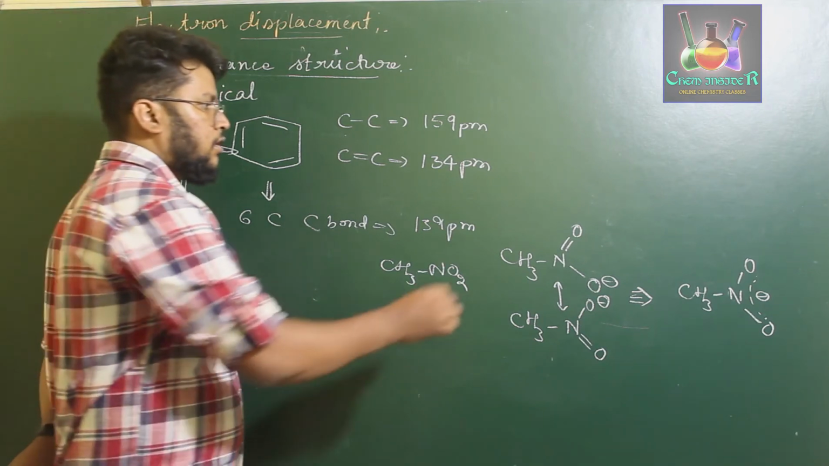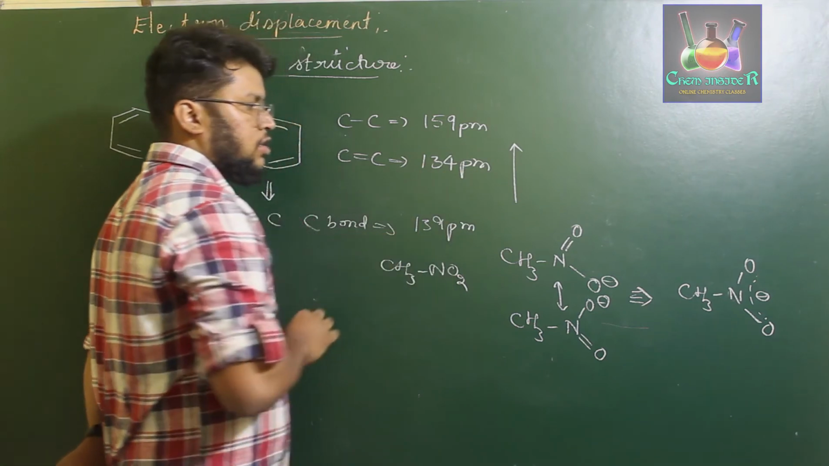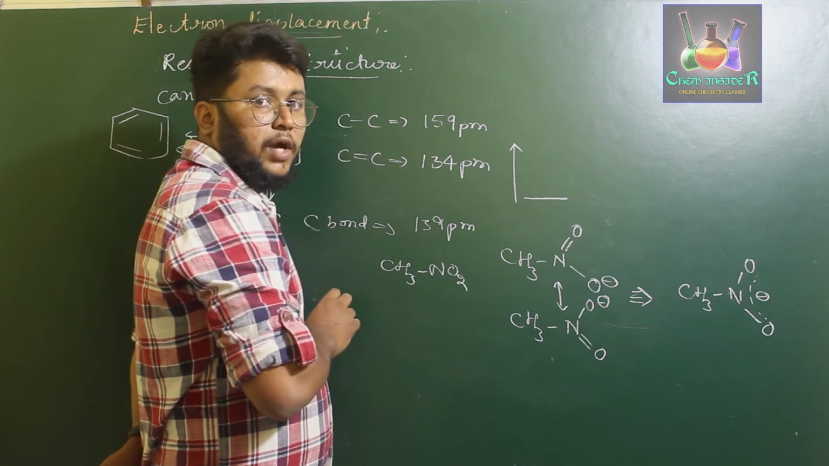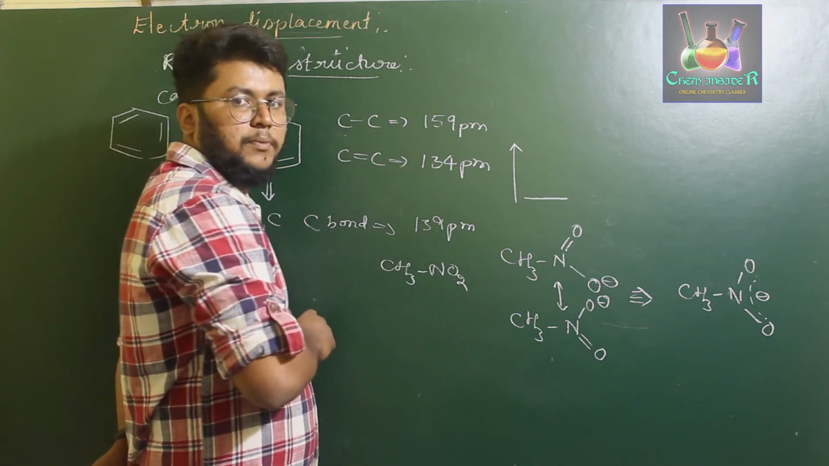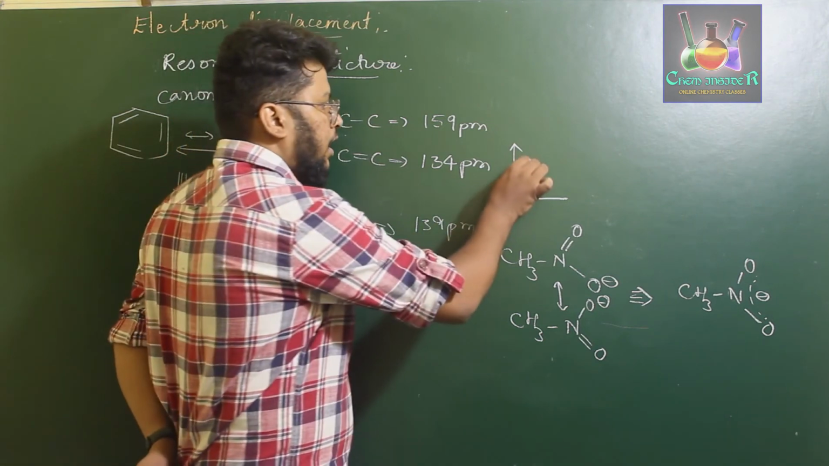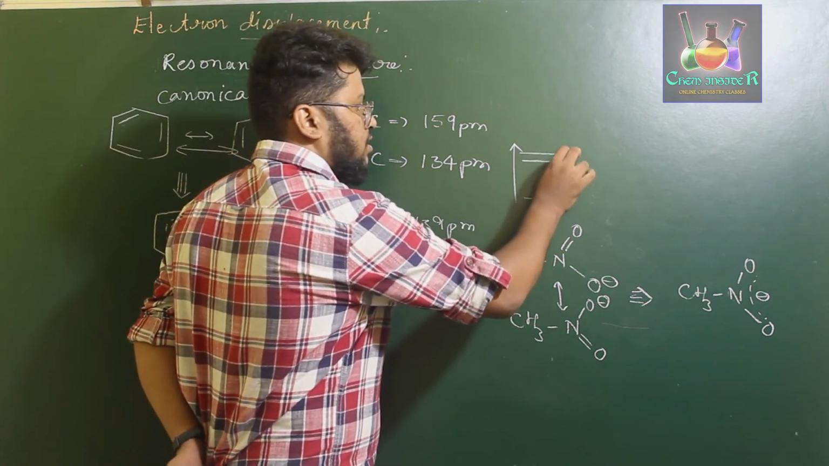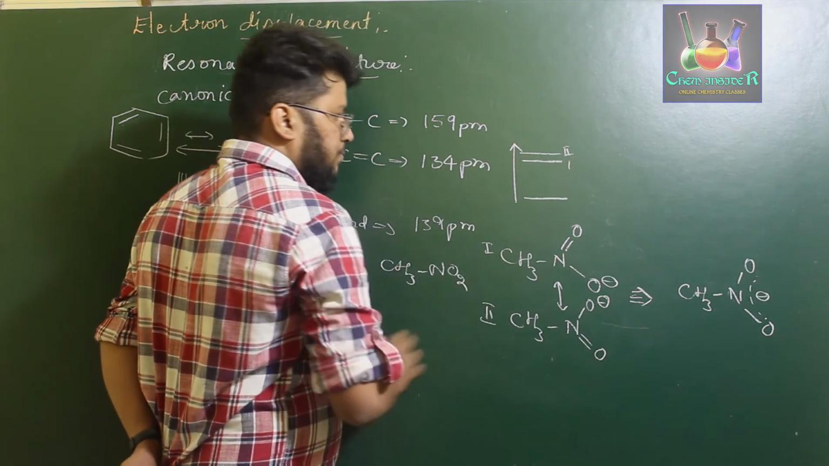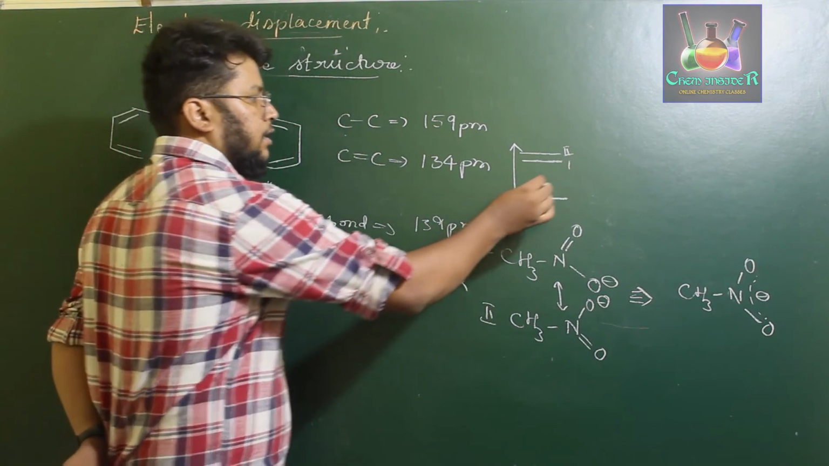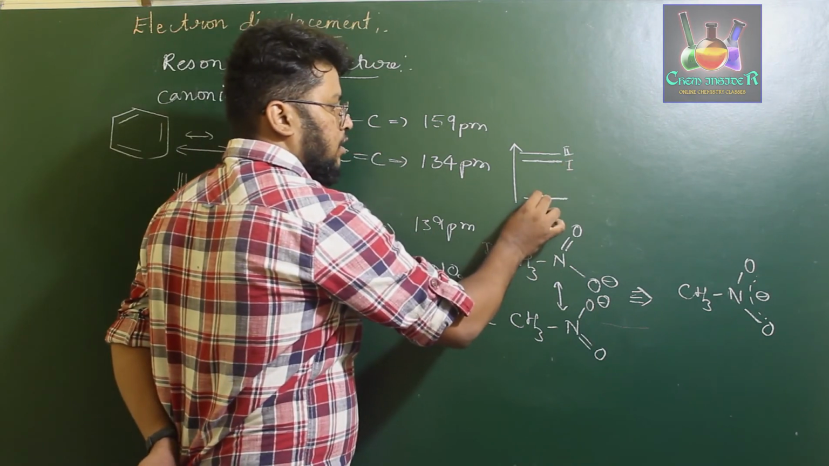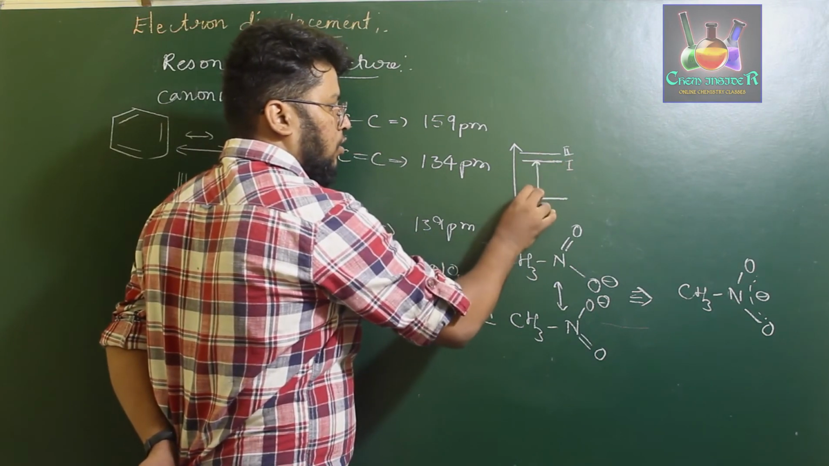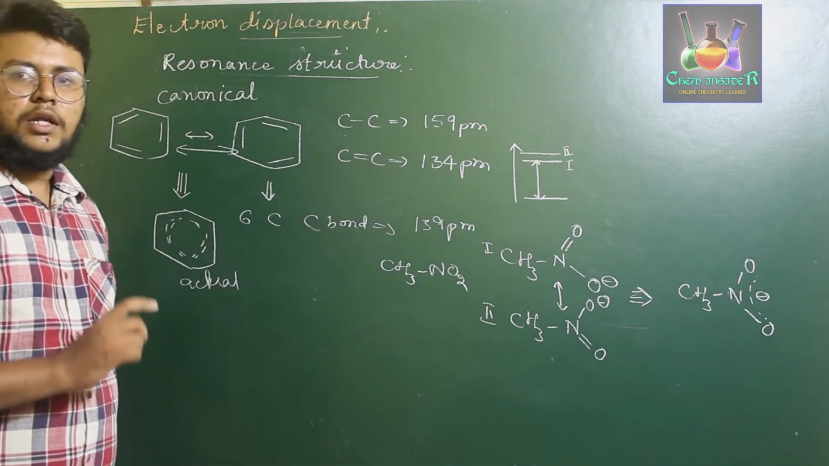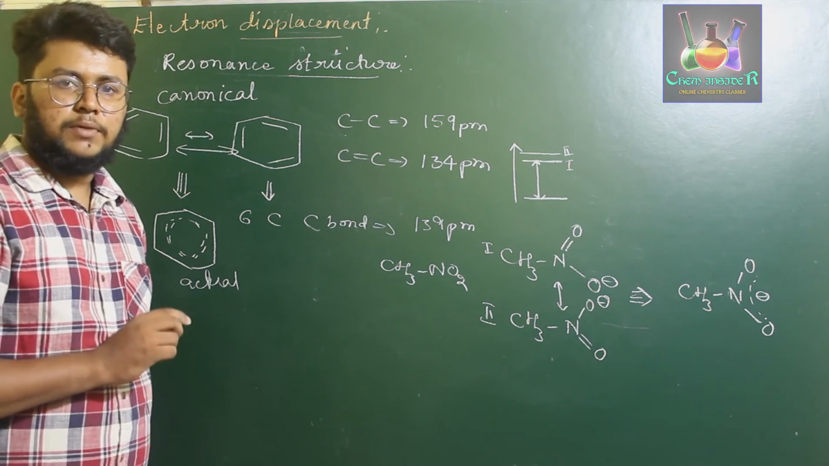So, if you draw the energy level diagram for structural energies, consider this as the energy of the actual structure, and this is somewhat the energy of the first structure and the second structure. Let us say this is the first one, the second one. Then the difference between the energy of the actual structure and the lowest energy of one of the resonance structures is called the resonance stabilization energy.